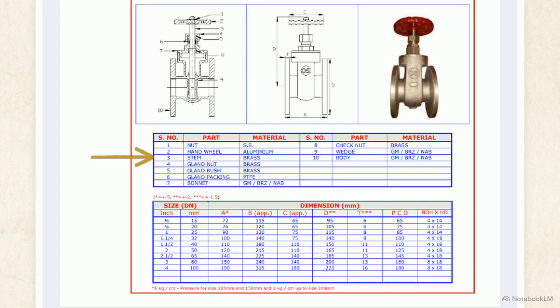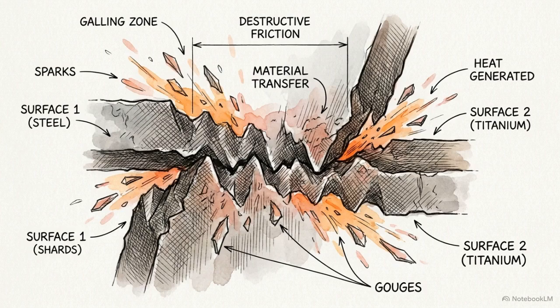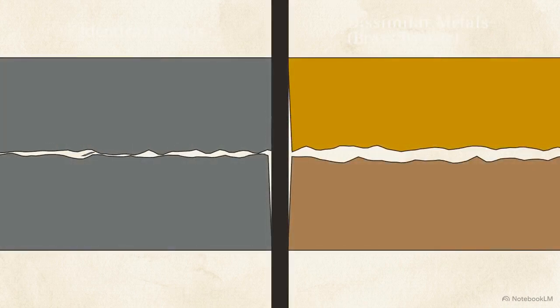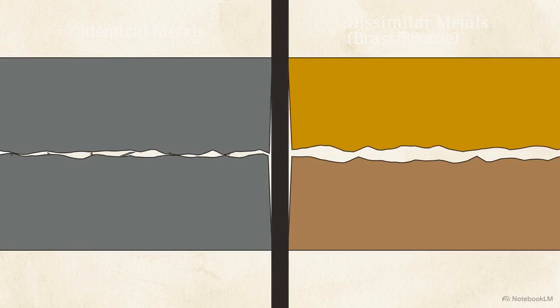Internally, moving parts need different properties. The stem is brass. When two identical metals grind against each other under high pressure, they can experience galling, a form of destructive friction where surfaces essentially cold weld together. Pairing a softer brass stem with a bronze body prevents this. The dissimilar metals glide smoothly, ensuring the valve won't seize up after years of inactivity.